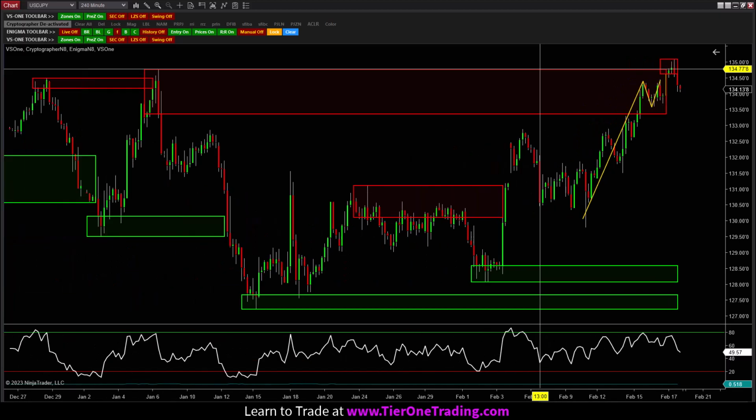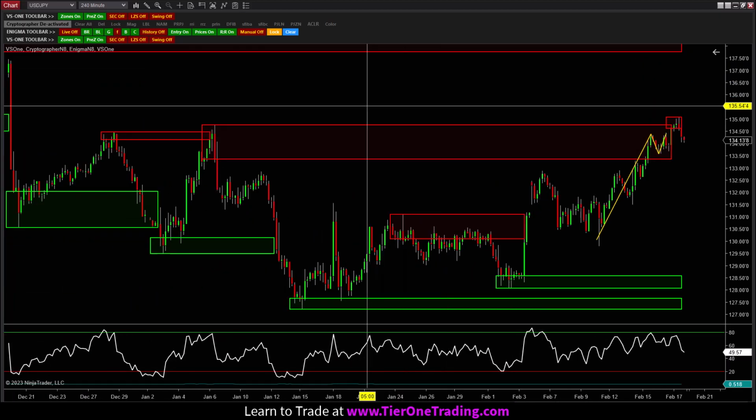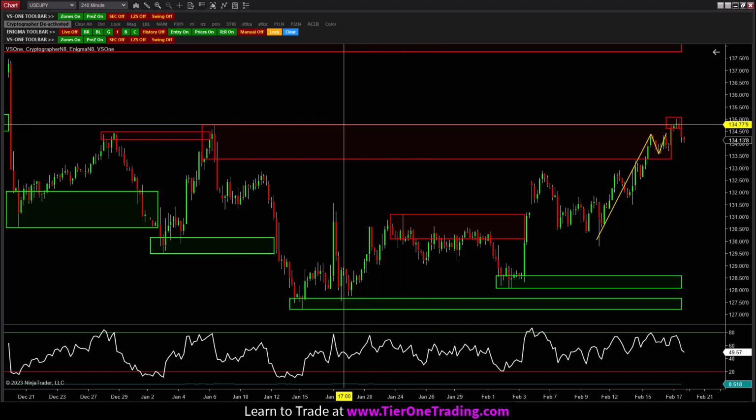So if I zoom out a little bit, you'll see that that VS1 level to that level of structure resistance is right here. We did get a higher high, higher close on top of that, and a higher high, higher close beyond the level of structure allows me to make the prediction that price is likely to go higher.